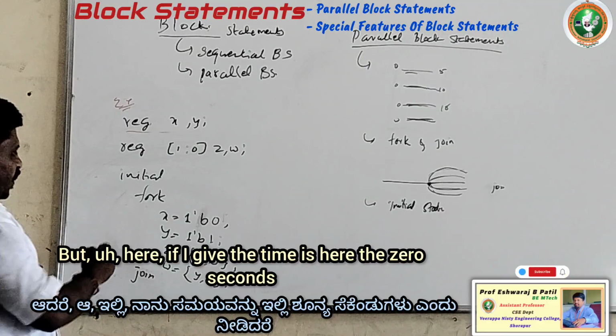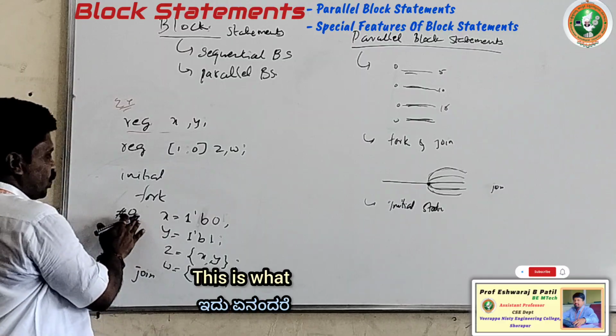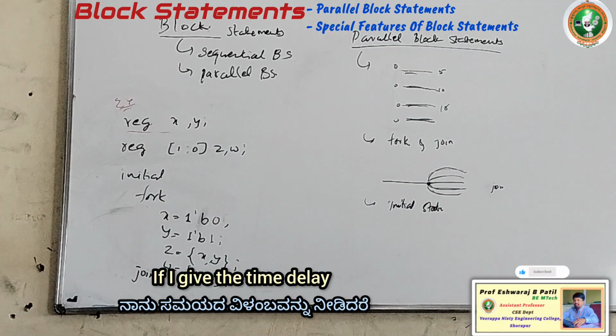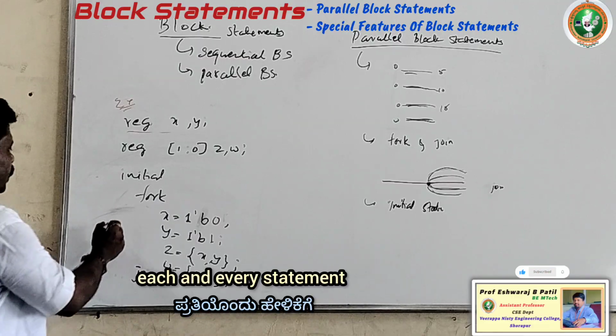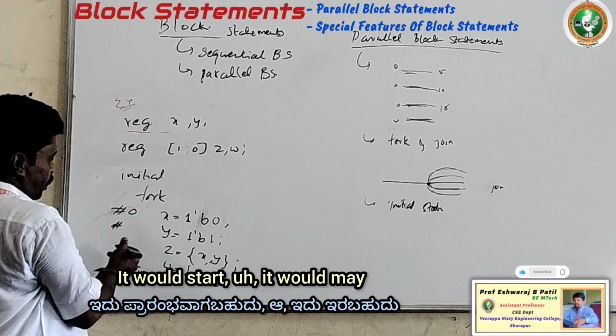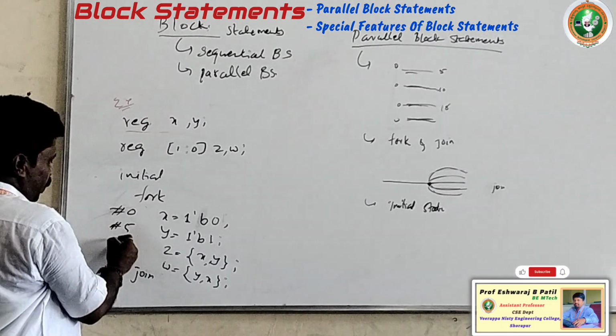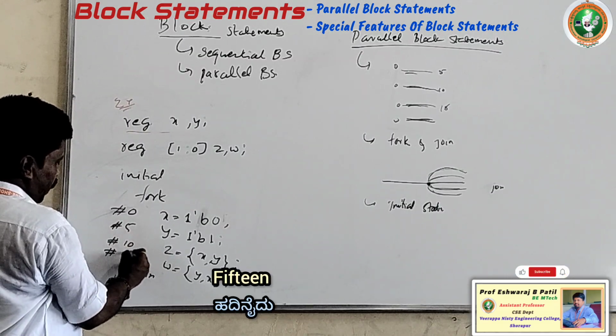But here, if I give the time, here it is 0 seconds. This is a simple example. If I give the time delay, if I mention the delay for each and every statement, it would start with 0. Then how much time would it take? 5. It might take 10. It might take 15.